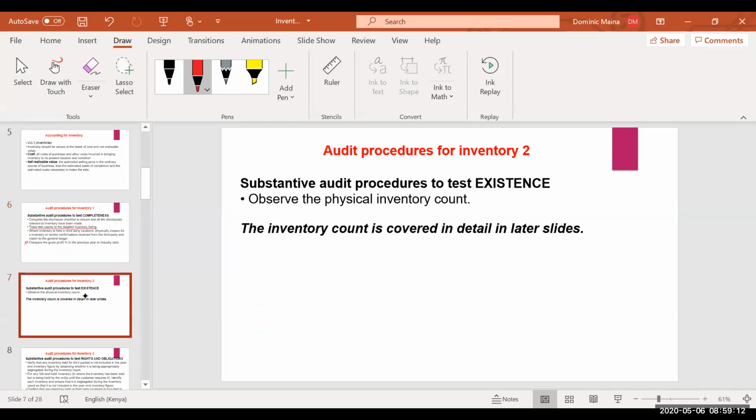Okay, now towards existence, one of the unique procedures we can carry out is the use of the inventory count. The company is reporting that they do have maybe X units of this particular stock. Do they exist? One of the procedures you can carry out on existence is the inventory count, which I think we shall discuss alone in a few minutes' time.